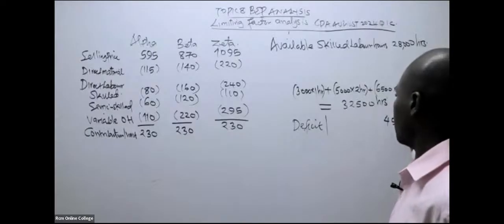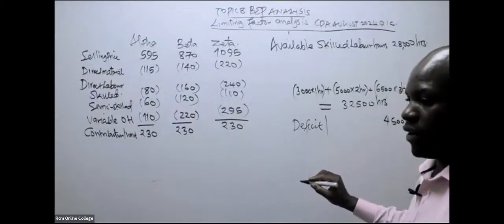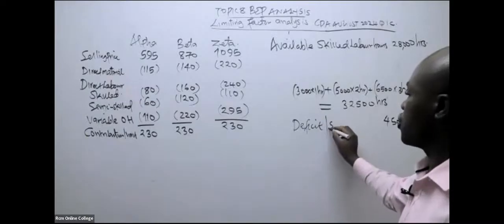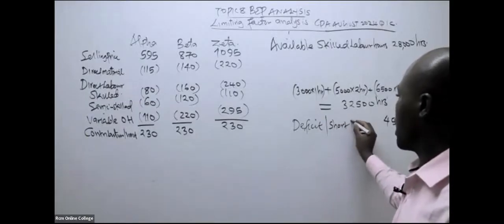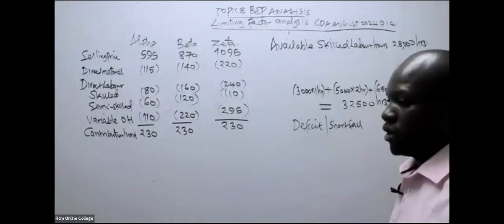4,500. 4,500 hours. So another name for deficit is shortfall.